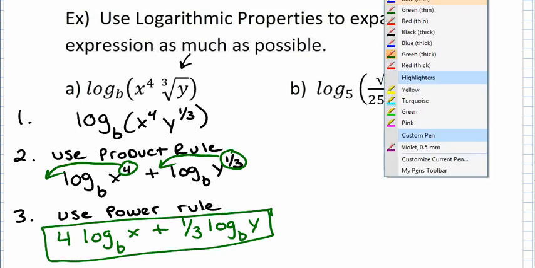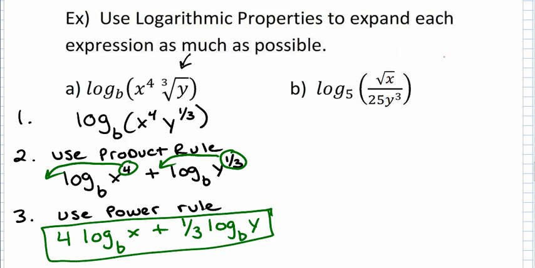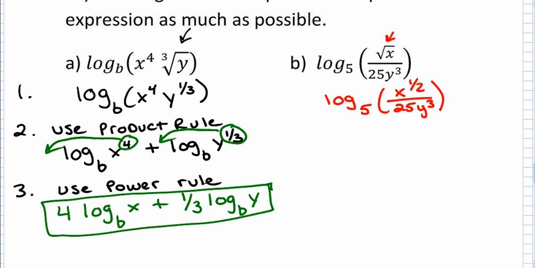Now let's take a look at this next one. Well, this one's division, but the same thing applies. Notice that there's a square root there, so let's change this to x to the 1/2 over 25y to the 3rd. Now notice in this one, not only do we have division, but we have multiplication on the bottom, so we're going to have to keep that in mind.